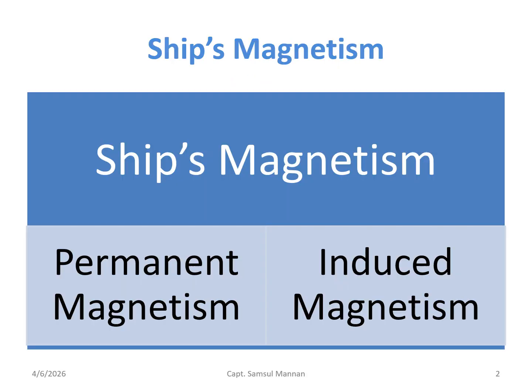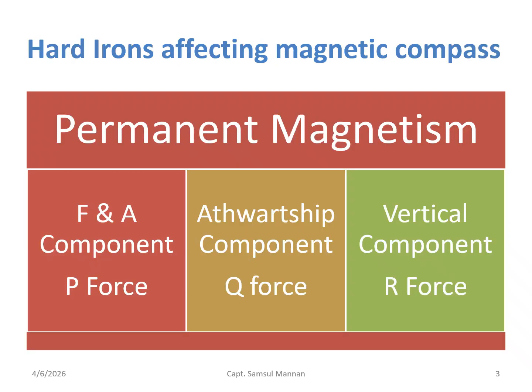Let's start. Let's do some recap. We already know that a ship's magnetism is divided into two distinct categories. One is permanent magnetism, another one is induced magnetism. This permanent magnetism is also categorized in three categories. One is the fore-and-aft component, another is the athwartship component, another one is the vertical component. The fore-and-aft component we call the P force, the athwartship component is defined as the Q force, and the vertical component is known as the R force.